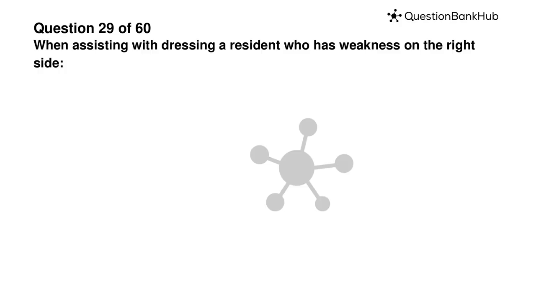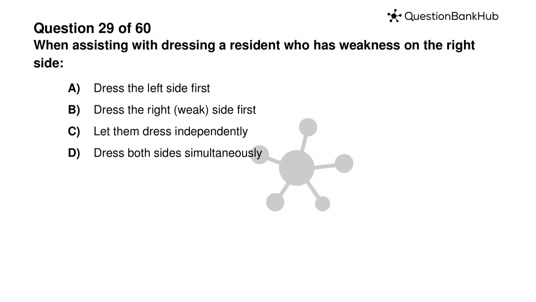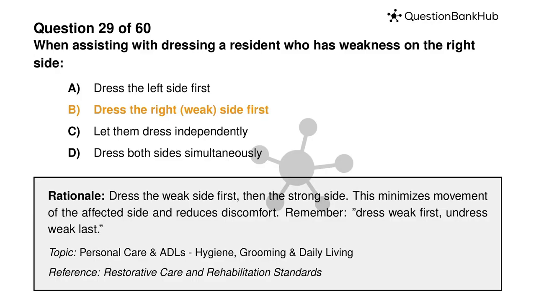Question 29. When assisting with dressing a resident who has weakness on the right side: A. Dress the left side first. B. Dress the right, weak, side first. C. Let them dress independently. D. Dress both sides simultaneously. The correct answer is B. Dress the right, weak, side first. Dress the weak side first, then the strong side. This minimizes movement of the affected side and reduces discomfort. Remember, dress weak first, undress weak last.